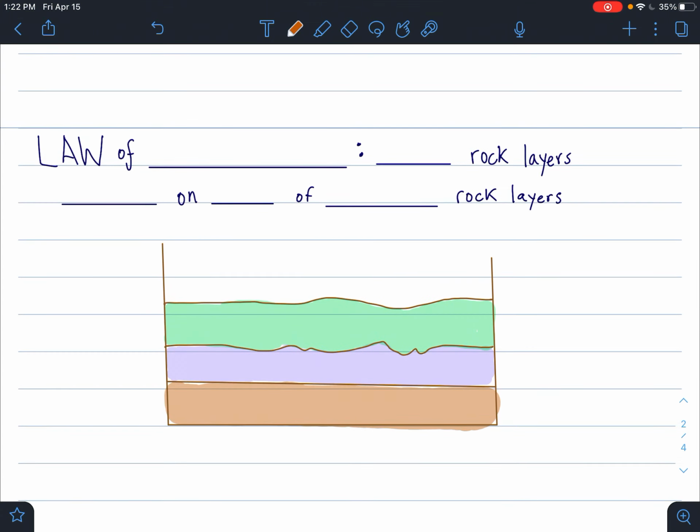All right, so as we dig deeper, we're going to look at how we have 3 different laws that will help us understand the complex layers that we find underneath our Earth's surface. The first is the law of superposition, and super means on top of, so the law of superposition means that when you have a new rock layer, those new rock layers are going to form on top of the pre-existing or the previous rock layers.